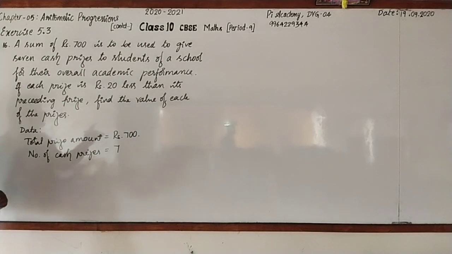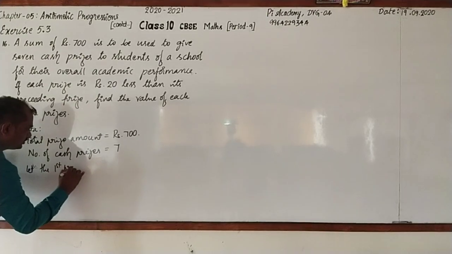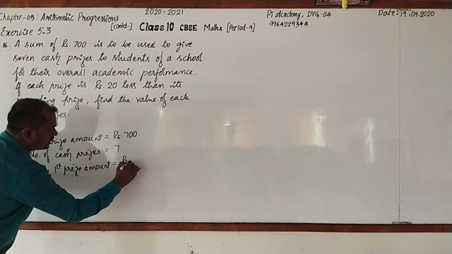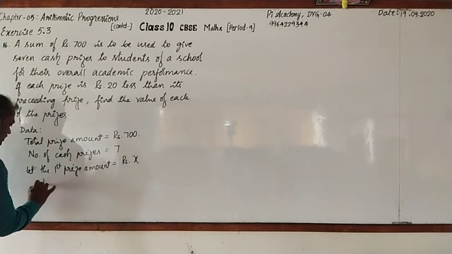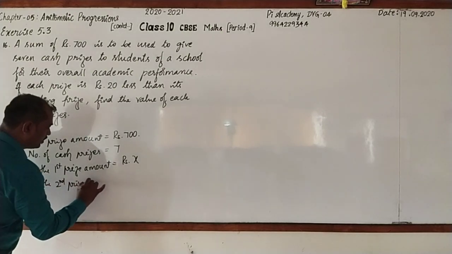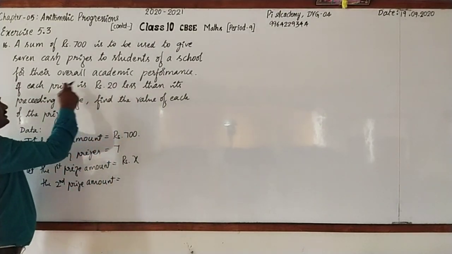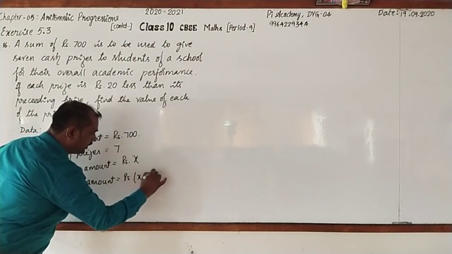What is the cost of the first prize? Yes, here I will write: let the first prize amount, how much? We do not know. Let us assume this as rupees x. What about the second one? The second prize amount, how much is it? They have given 20 rupees less than its preceding prize. So it will be rupees x minus 20.